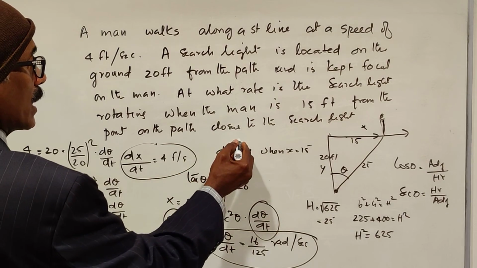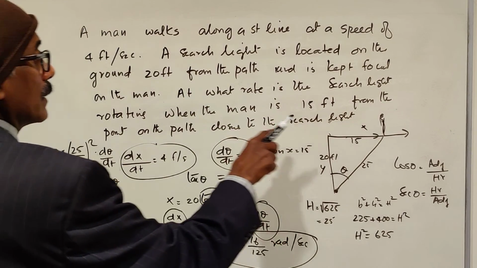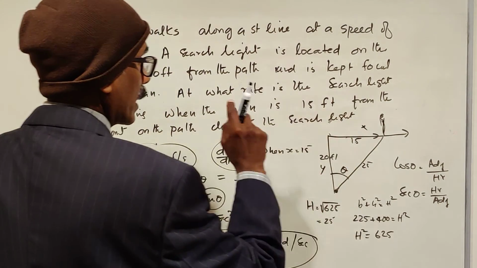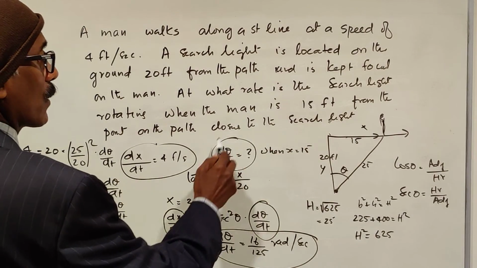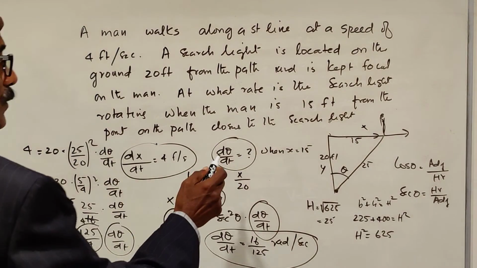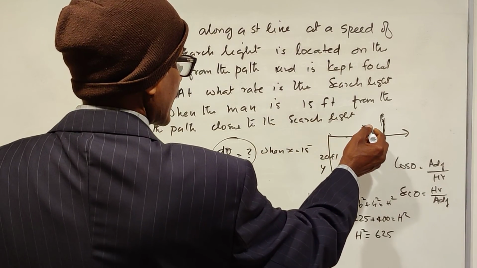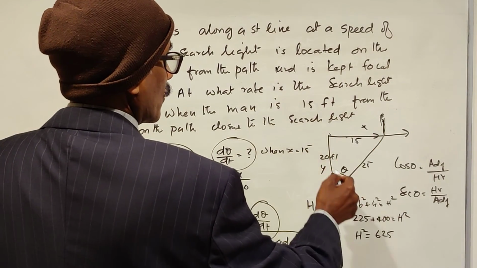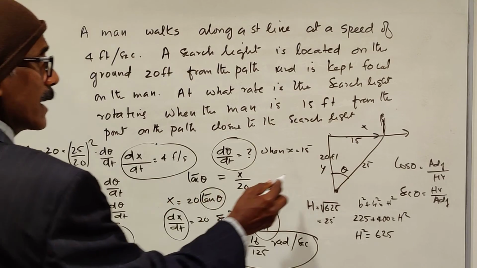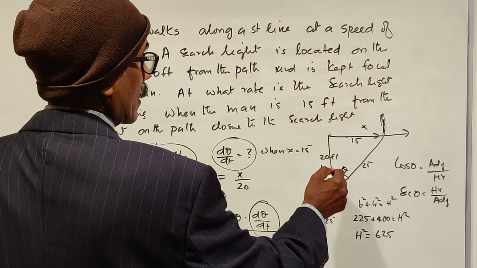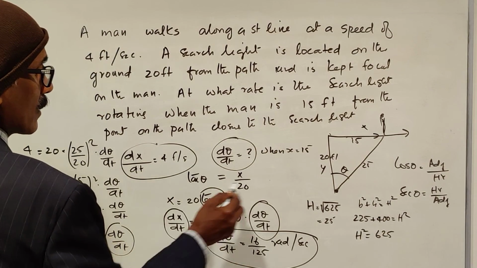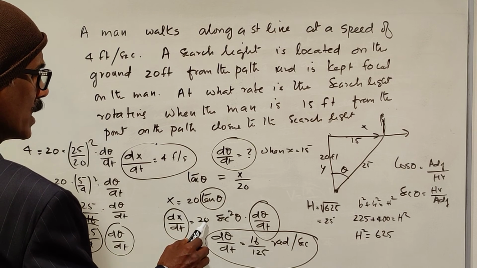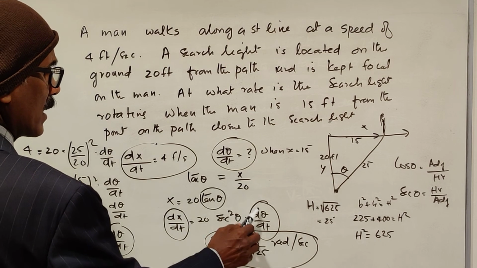We are going to find d theta by dt when the man reaches a point 15 feet from the starting point, so when x is equal to 15. We need a relation between x, the opposite side, and theta. Tan theta equals opposite side by adjacent side, x by 20. Differentiating both sides, dx by dt over 20 equals the derivative of tan theta, which is sec square theta d theta by dt.